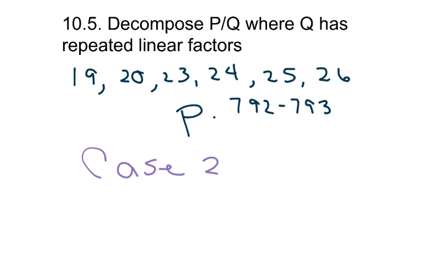As we're going over this section, there's actually 4 cases. We already went over case 1, and this is case 2. The difference between case 1 and case 2 is that Q, meaning your denominator, has repeated linear factors.